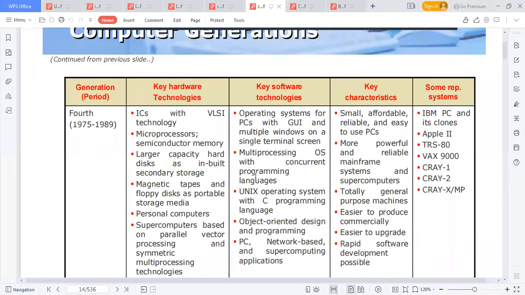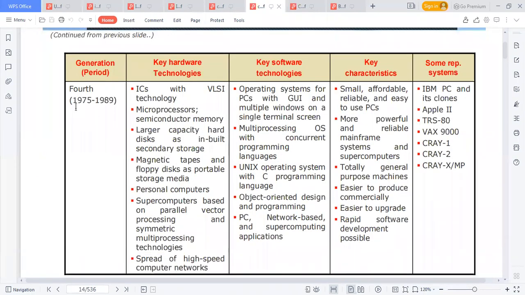Similarly, the fourth generation starts from 1975 and runs to 1989, that means after the discovery of the microprocessor. Remember, the microprocessor was invented in 1974 maybe. For the fourth generation, ICs with VLSI technology was the new technology introduced recently before 1989. With the microprocessor added, the speed of computers increased.